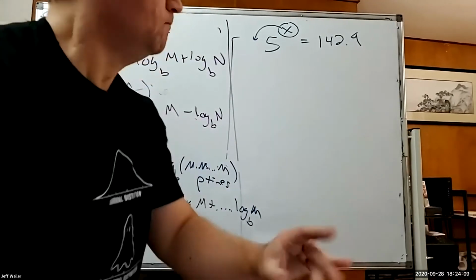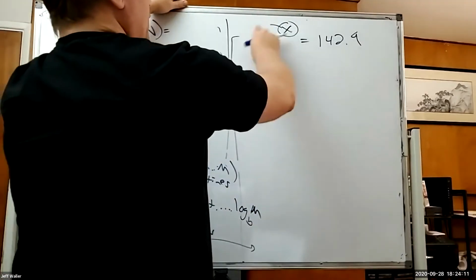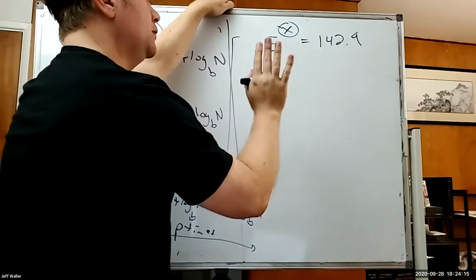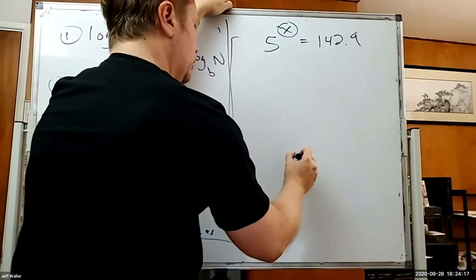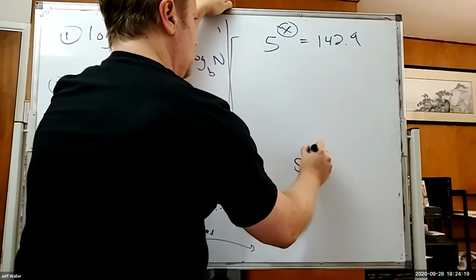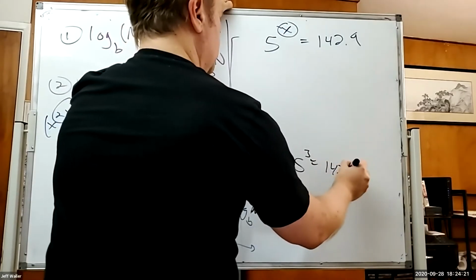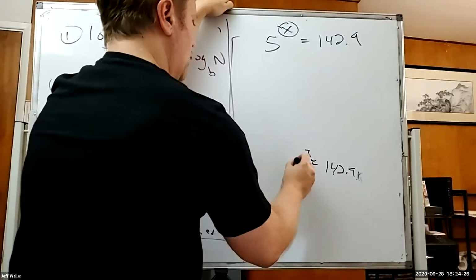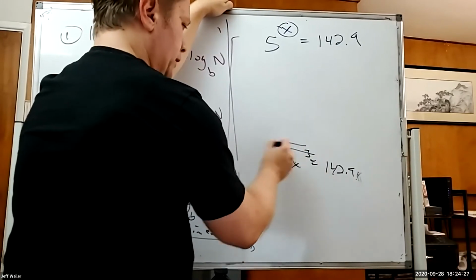So I don't have a log 5 on the face of my calculator. But what I can do is this. It's a lot like what I would do if I had x cubed equals 114. I would take the cube root of both sides because they would kill each other.